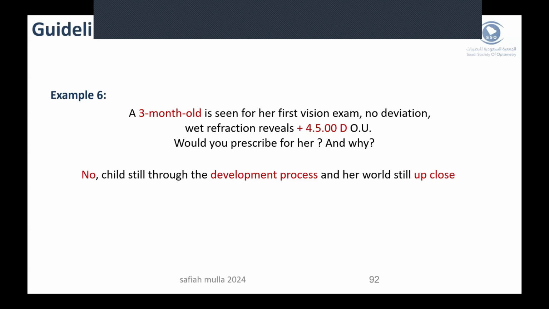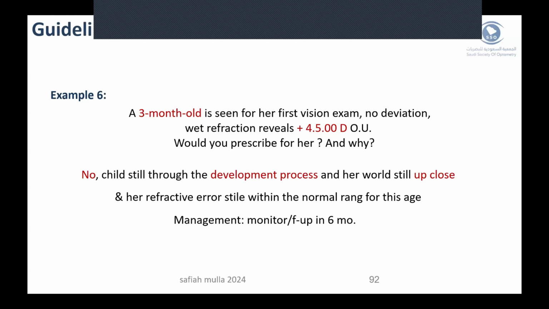Okay, so we don't care about refractive error still within the normal range for this age. You have +4.5, which is normal for that age. We said they have between +2 to 4, and maybe sometimes up to actually 6 diopter. So we don't give anything, but we need to monitor and follow up this child maybe in 6 months to check what's happening with her.